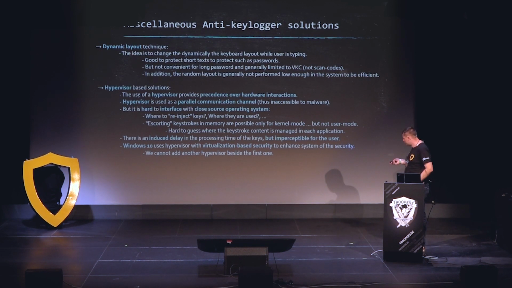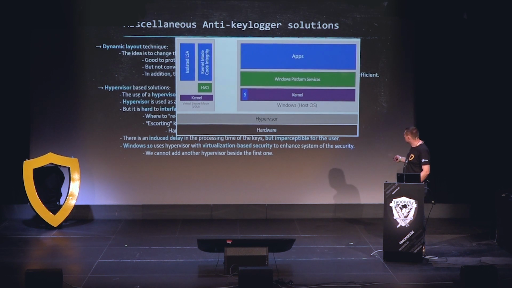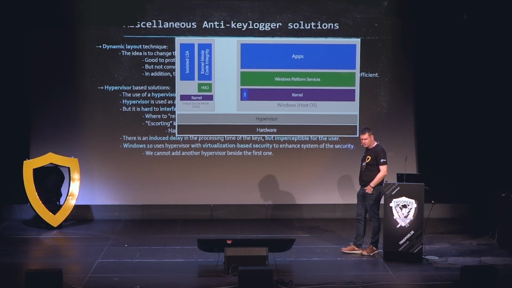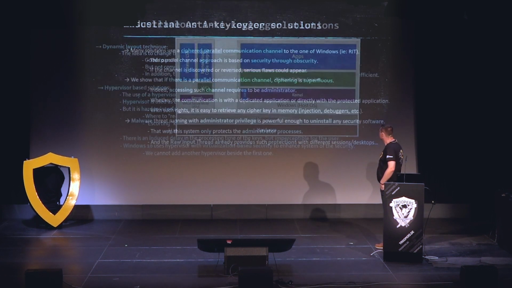And by the way, on Windows 10, with virtualization-based security, there is already a hypervisor layer, so you cannot add your own hypervisor. So maybe for Hyper-V, if there are Microsoft guys in the room, maybe think about providing us an API to get direct access to the keyboard managed by the hypervisor directly. It could be a cool thing, I think.